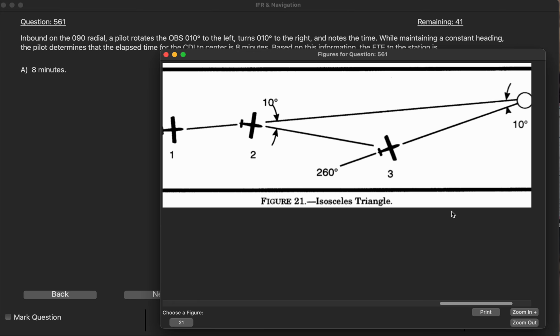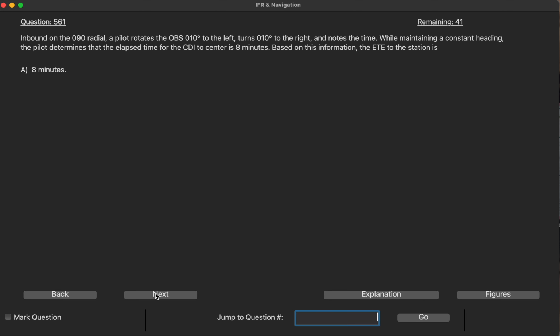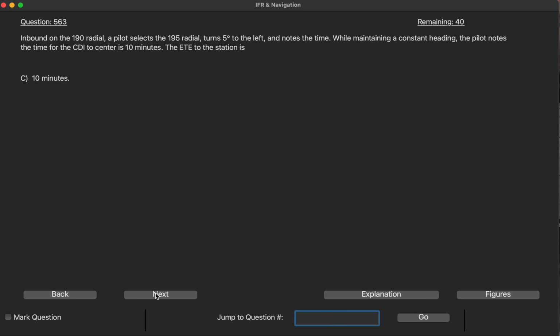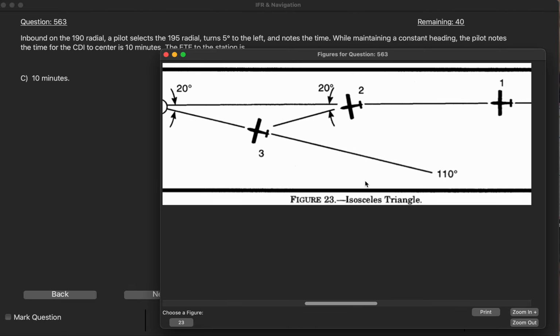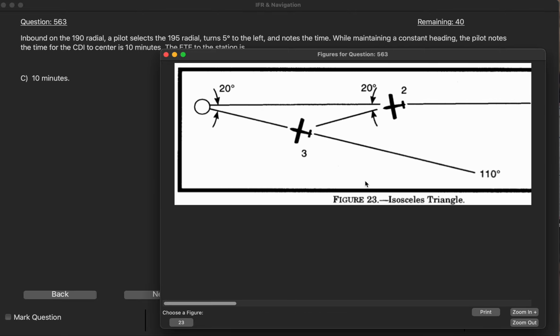So here's just what the explanation is telling us to look at. Inbound on the 190 radial, a pilot selects the 195 radial, turns 5 degrees to the left, and notes the time. While maintaining a constant heading, the pilot notes the time for the CDI to center is 10 minutes. The ET to the station is 10 minutes. Again, it gave us that same figure, just to have a visual of it.